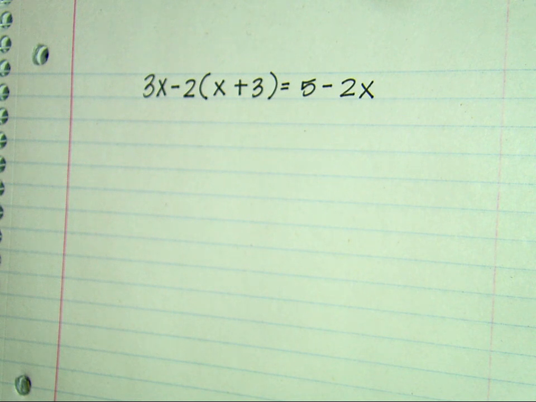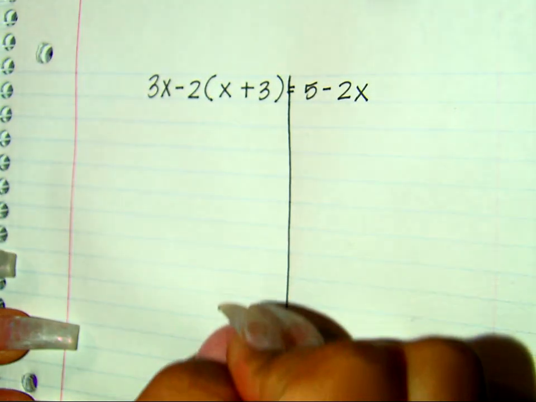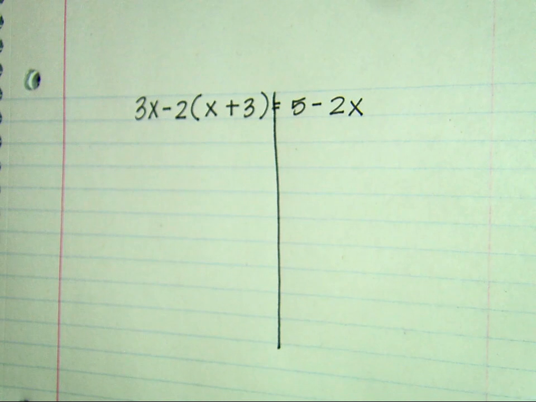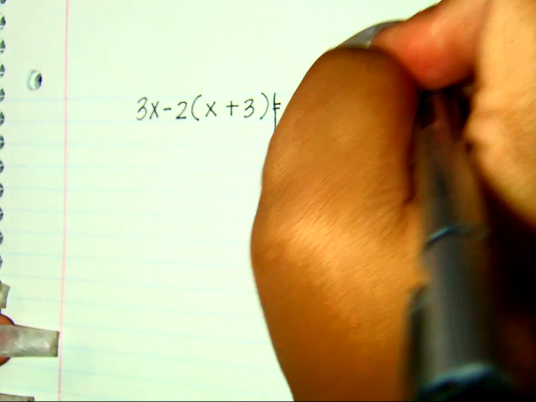So here we have a complex equation. Basically, it just has multiple steps, and we have variables on both sides of the equal sign. And I am going to solve this for the variable, which is x, and we're going to also list the properties that we used. So first and foremost, I'm going to draw my river, and then I am going to look and see what property I need to use before I can start solving for x.